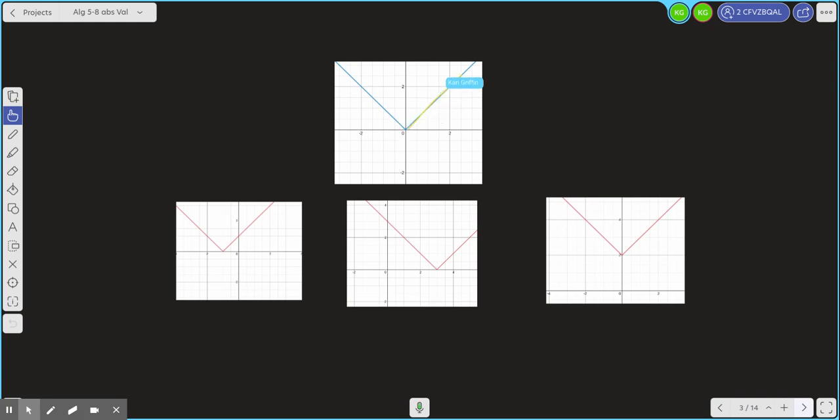This is piecewise because this line right here would have a different equation. The equation for this side would be y equals x. And the equation for this side would be y equals -x. So actually the graph of y equals the absolute value of x is composed of two different functions. So we say it's piecewise.